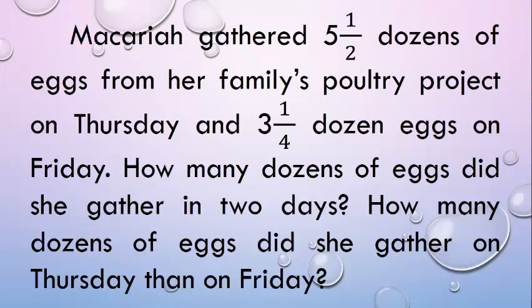So let's read it again, all together. Macaria gathered 5 and 1/2 dozens of eggs from her family poultry project on Thursday and 3 and 1/4 dozen eggs on Friday. How many dozens of eggs did she gather in 2 days? How many dozens of eggs did she gather on Thursday than on Friday? Did you get it? So this time, we are going to apply the abstract method.